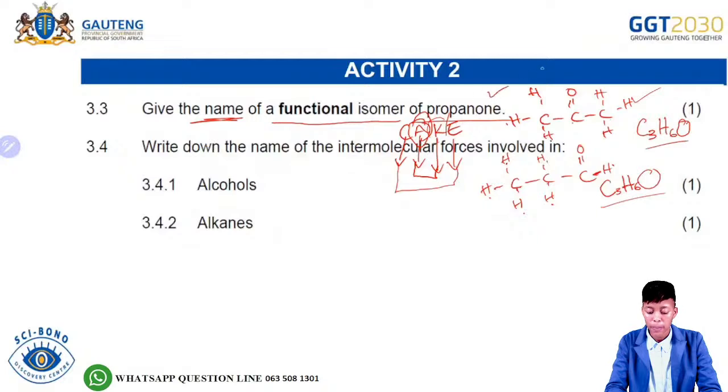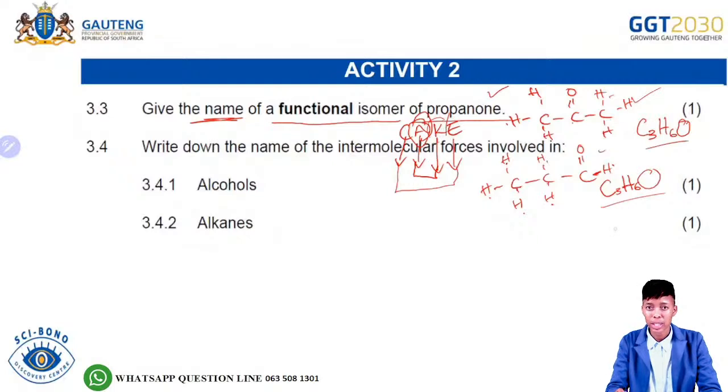Of the propanone. From the structural formula of propanone, we said we are going to use the word K. K is a ketone, and a ketone goes hand in hand with A, which is our aldehyde. And C is carboxylic acid, which goes hand in hand with E, the ester. But right now we are using K and A. So if you have a ketone, then you need to draw the structure of an aldehyde. So we have done that.